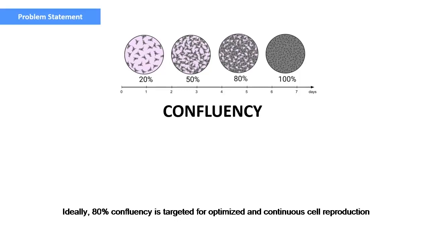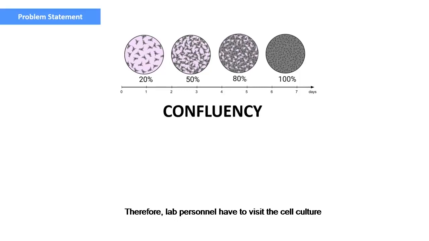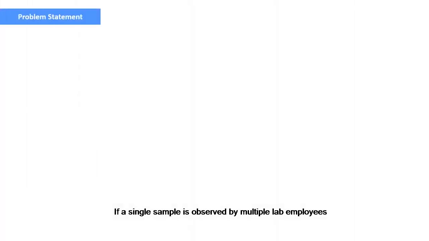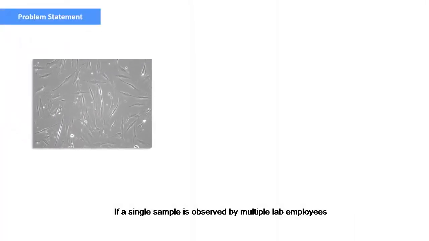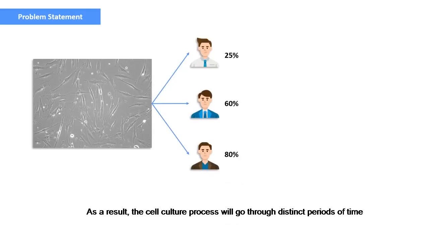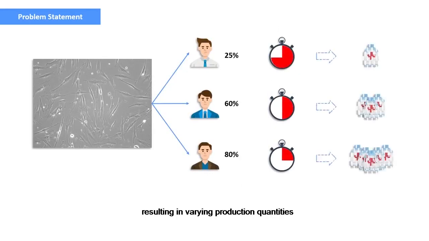Ideally, 80% confluency is targeted for optimized and continuous cell reproduction. Therefore, lab personnel have to visit the cell culture and monitor the cells regularly to make sure that the confluency does not exceed the limits or the cells will die. If a single sample is observed by multiple lab employees, each will have a different prediction of cell confluency. As a result, the cell culture process will go through distinct periods of time, resulting in varying production quantities.